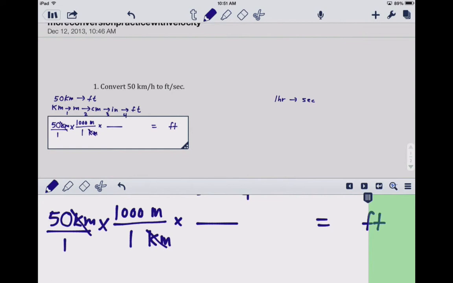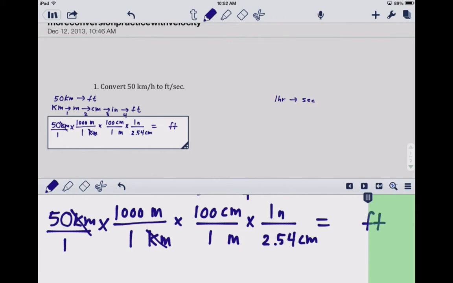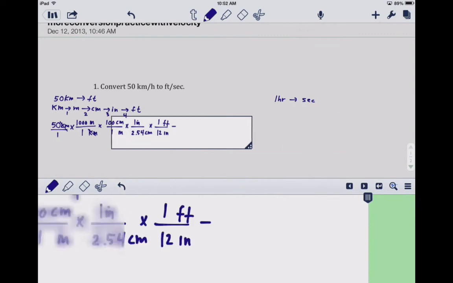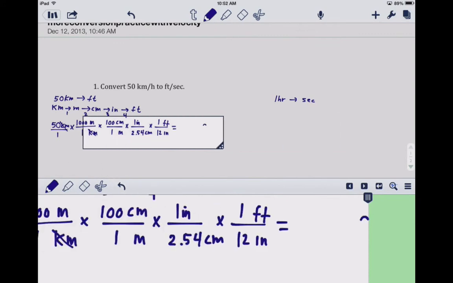The next conversion factor, in step 2, goes from meters to centimeters. So meters in the denominator, centimeters in the numerator, and 1 meter is 100 centimeters. Then I'm going to go from centimeters to inches: 2.54 centimeters is 1 inch. I might run out of room here, so I'm going to move this over a little bit. Put inches on the bottom, feet on the top, and 12 inches is 1 foot. And that's going to equal our final answer, something in feet.